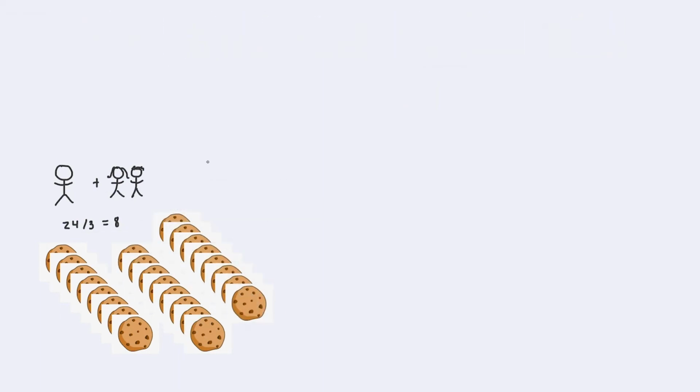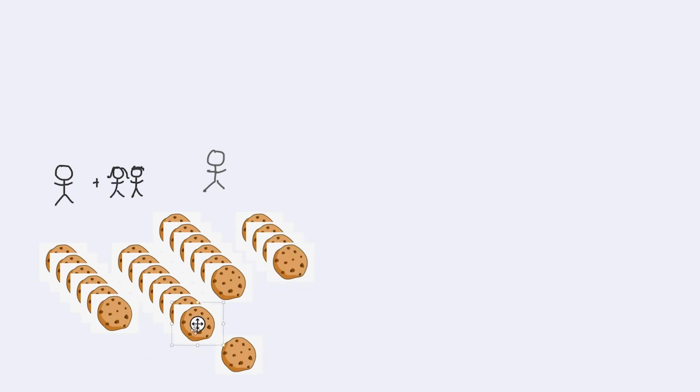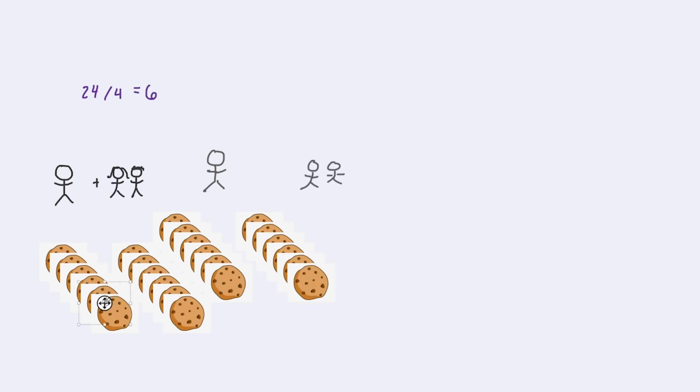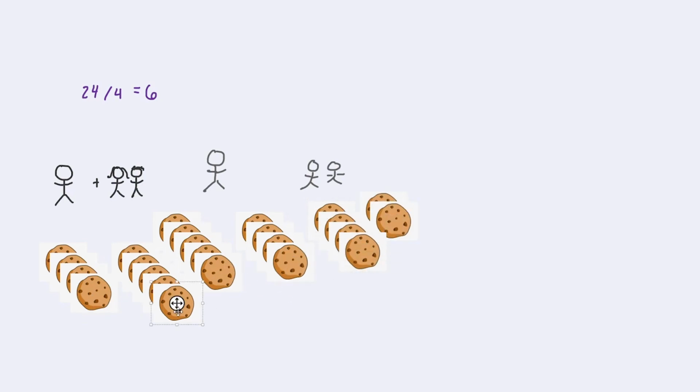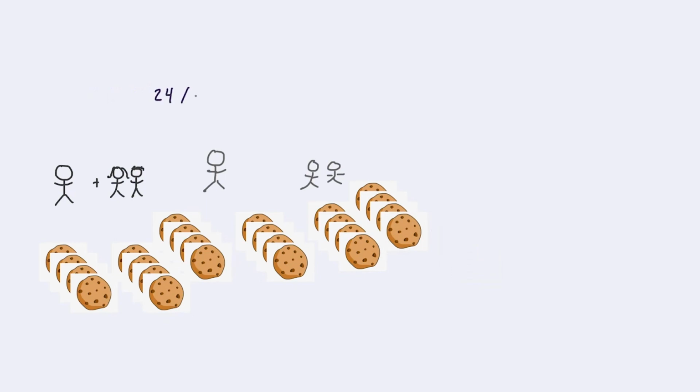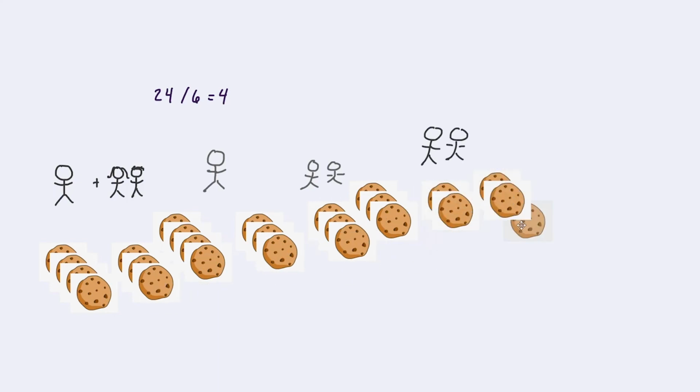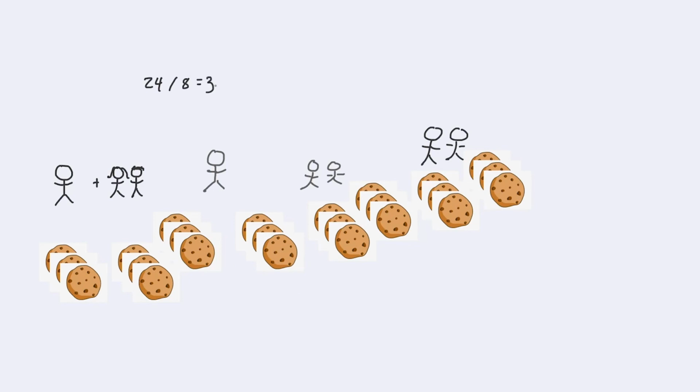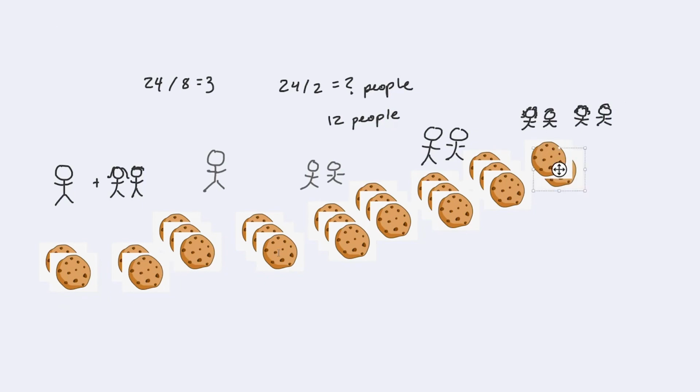Say your older sibling comes along and asks for some too. If you divide this evenly now, you'll see that everyone will get 6 cookies each. Your 2 younger siblings come along and ask for some as well. If you divide the cookies evenly, you'll see that each person will get 4. If your parents come along and ask for some too, each person will get 3. Finally, if all of your grandparents come along and ask for some cookies too, you'll have a total of 12 people, and each person would only get 2 cookies.